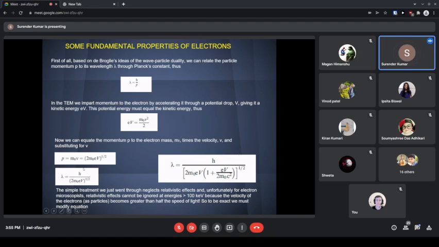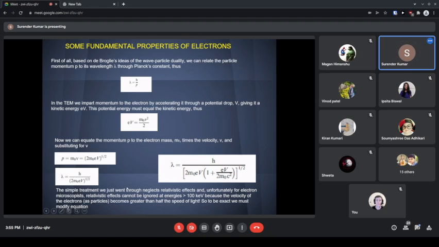So if we use this momentum, it is basically the square root of 2 m naught eV. So lambda, the wavelength, comes to this. This relation is for the electron without considering the relativistic effect. But now the energy is very high, so we have to consider the relativistic effect.